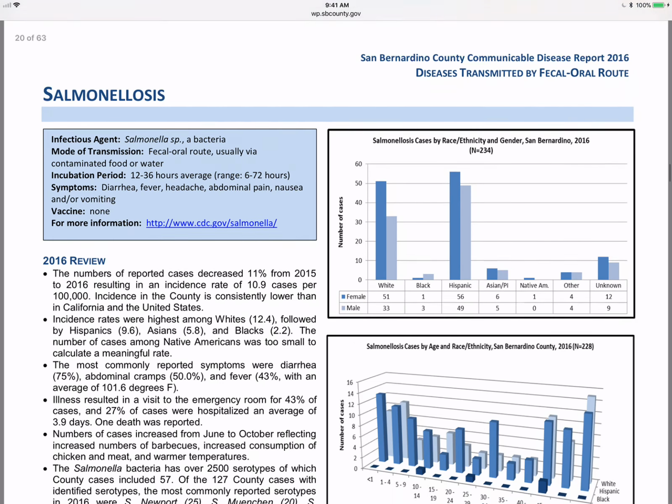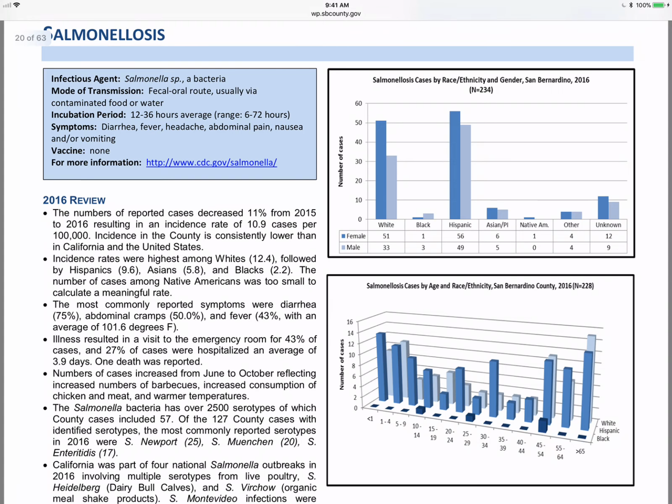And the first page often in the top left lists some important things about that infectious disease. And on the right-hand side of that same page, we get to see a summary of some of the important descriptive statistics for that particular disease. So on the top right, you see salmonellosis cases by race, ethnicity, and gender for San Bernardino 2016.